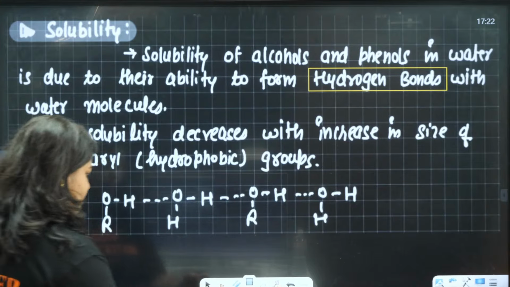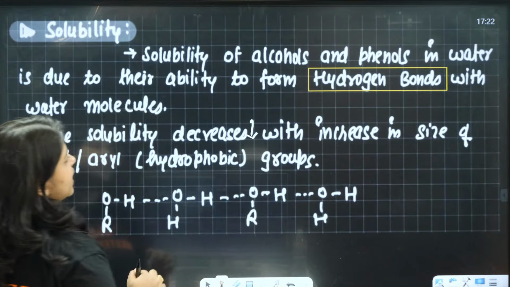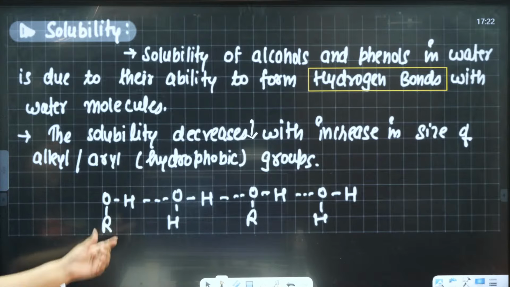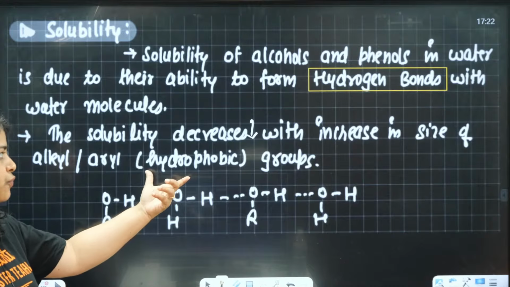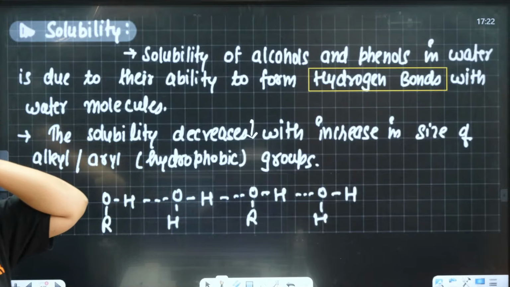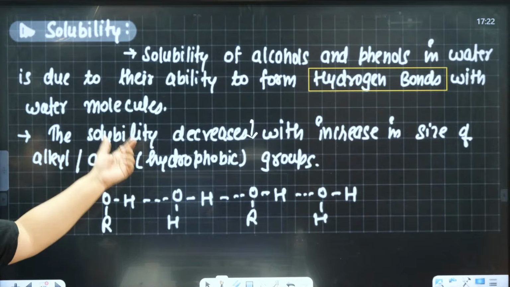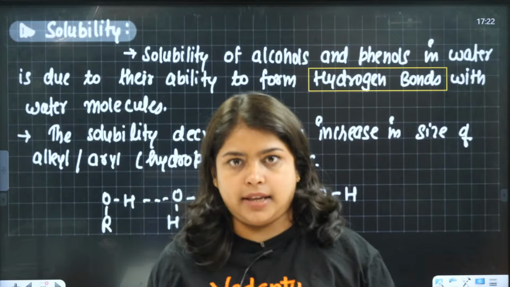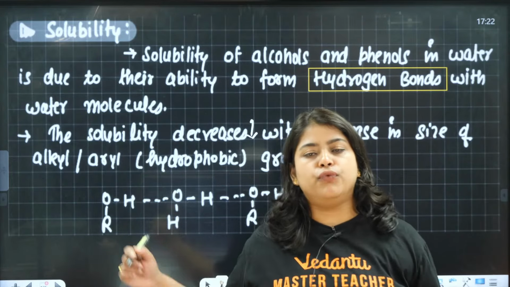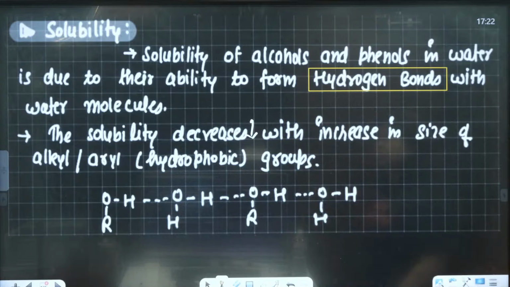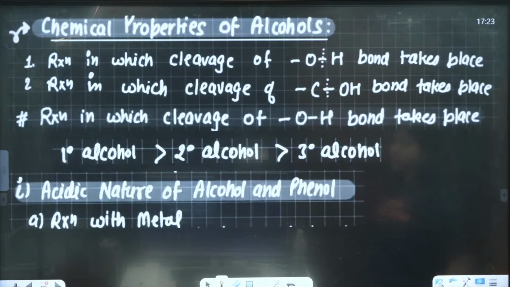Solubility will start decreasing with increase in the size of the alkyl and aryl hydrophobic groups. If the hydrophobic group suddenly increases, solubility decreases. You might have learned this in your lower classes also. Solubility decreases because the hydrophobic group is getting increased there. Clear? Do you understand solubility?